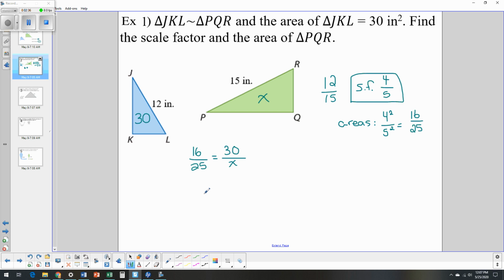So I can cross multiply this here. 16x equals 750. I can divide both sides by 16, and I get x, or the area of the second shape, is 46.875. Right? No point in rounding because it ends. And area is always square inches, so we'll say inches squared.